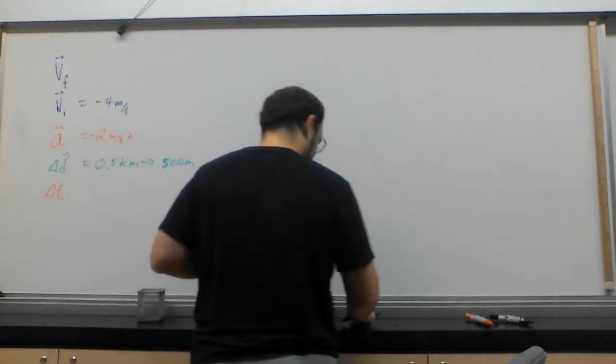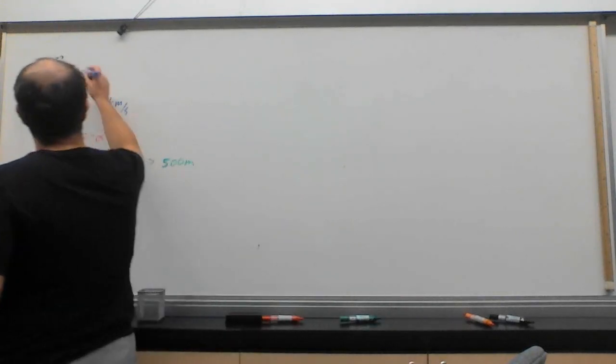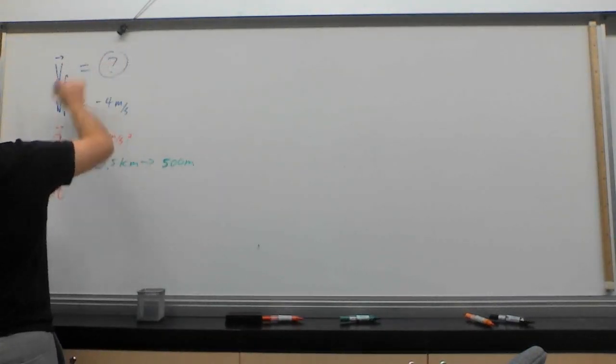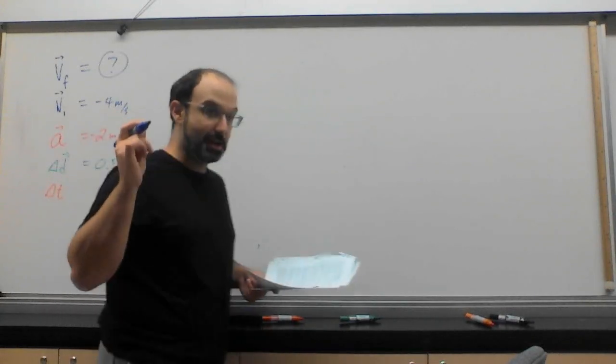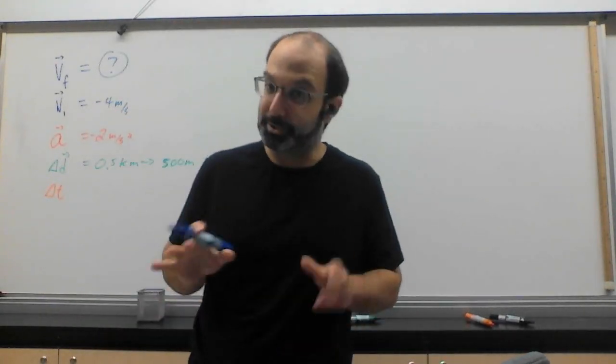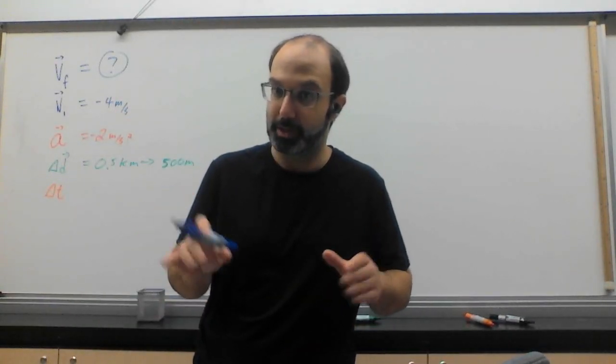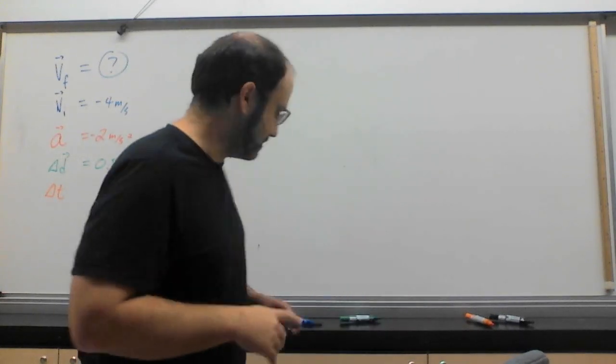What is the velocity at the bottom of the slope? So this is what I'm looking for. VF, I don't know. I could also find time, and I might need to, but the question isn't asking for it. Okay, so now we have to figure out how to solve this.